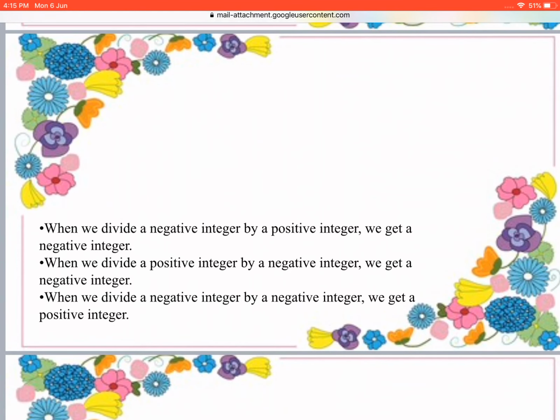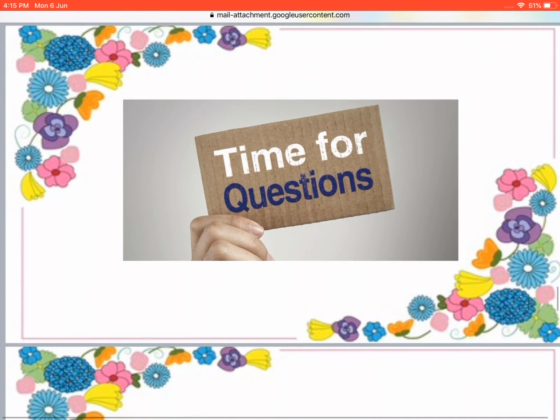Now these are the things you should remember while you are dividing some integers, right? So when we divide a negative integer by a positive integer, we get a negative integer. When we divide a positive integer by a negative integer, we get a negative integer. And when we divide a negative integer by a negative integer, we get a positive integer. That's it. We all know these things.